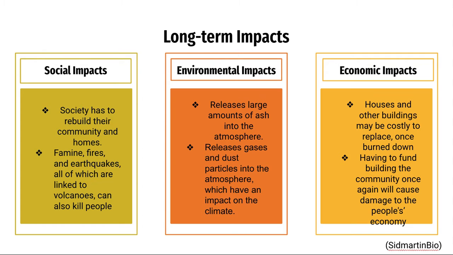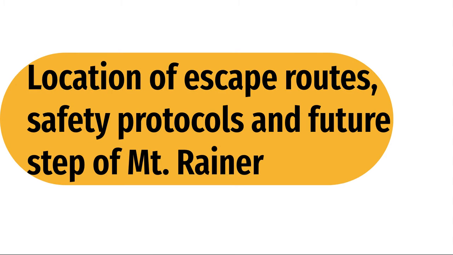Some of the long-term environmental impacts include volcanoes release large amounts of ash into the atmosphere. Releasing gases and dust particles into the atmosphere will have an impact on the climate. The economic impacts are that houses and buildings may be costly to replace, and depending on how wealthy the community is, it could have a huge damage on people's economy. Now we will be focusing on the location of escape routes, safety protocols, and future steps of Mount Rainier.